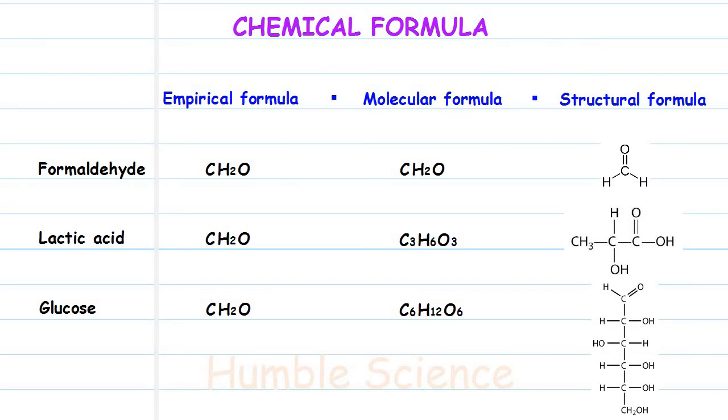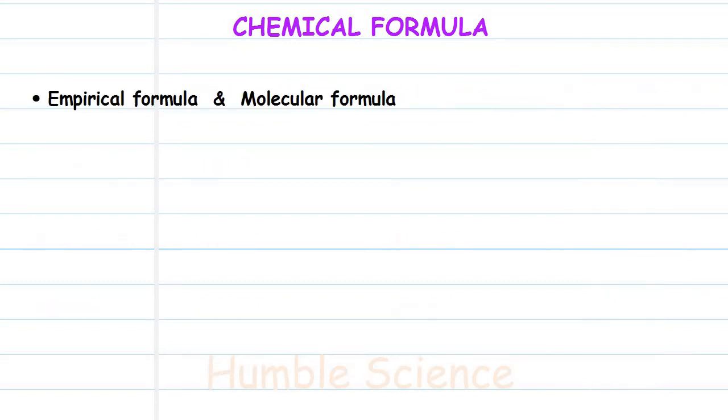For glucose, the empirical formula is CH2O, the same as in formaldehyde and lactic acid. The molecular formula this time is C6H12O6. And its structural formula shows that it contains 6 carbon, 12 hydrogen, and 6 oxygen. In stoichiometry, we will be focusing more on empirical formula and molecular formula. You already probably realize some kind of relationships between these 2 types of formula.